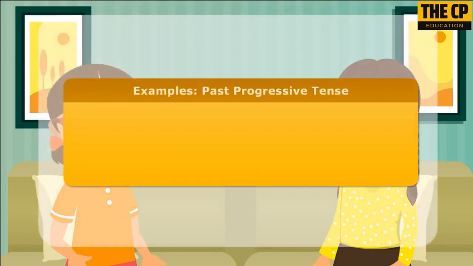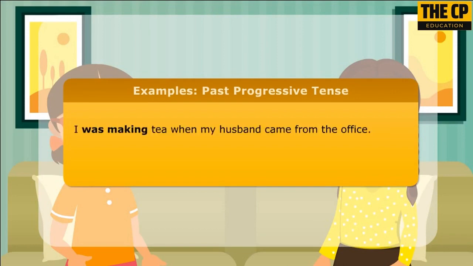Here are few more examples of use of past progressive tense. I was making tea when my husband came from the office. Ritu was dancing while her brother was studying.